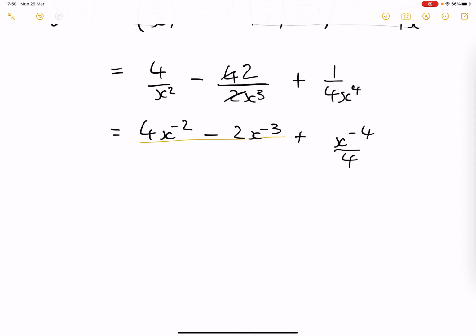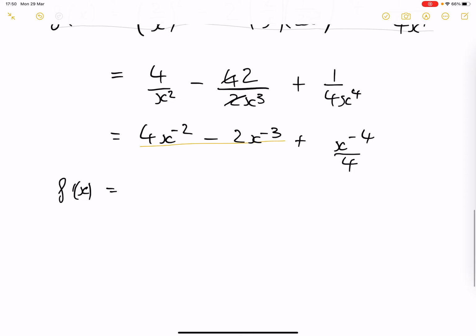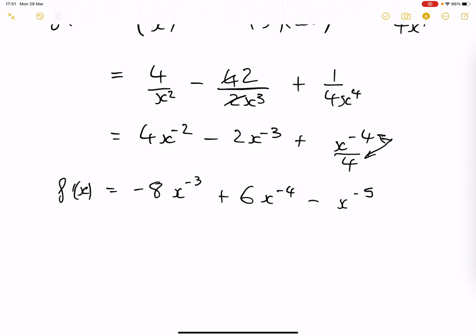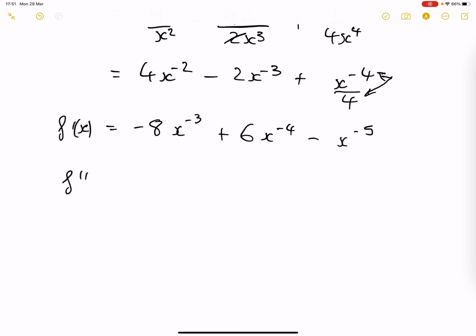So, now we'll differentiate it. We'll say that f dash of x is equal to, bring the power down and then take 1 from the power, so that will be minus 8x to the minus 3 plus 6x to the minus 4 minus x to the minus 5, because the 4 and the 4 here both cancel. And then f double dash of x will be equal to 24x to the minus 4 minus 24x to the minus 5 plus 5x to the minus 6.